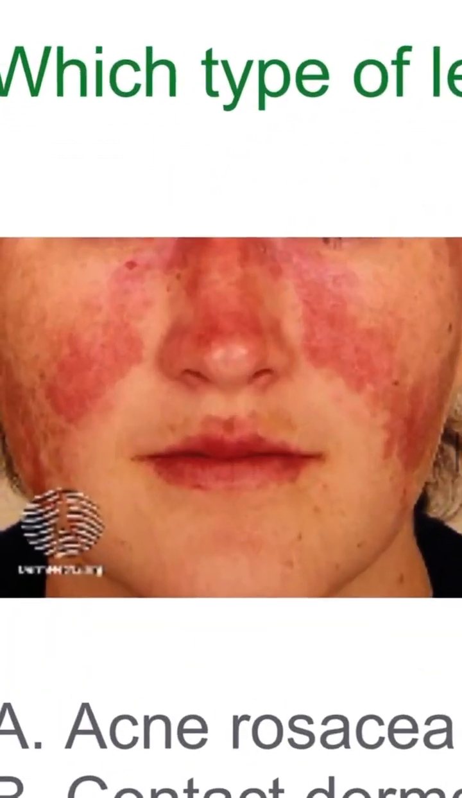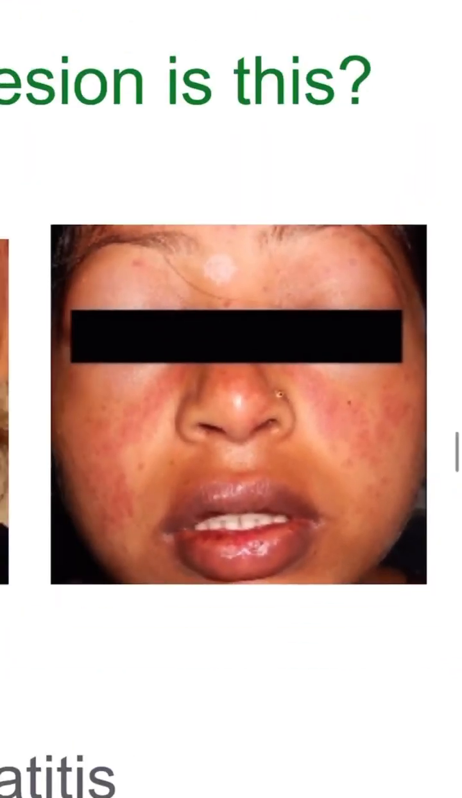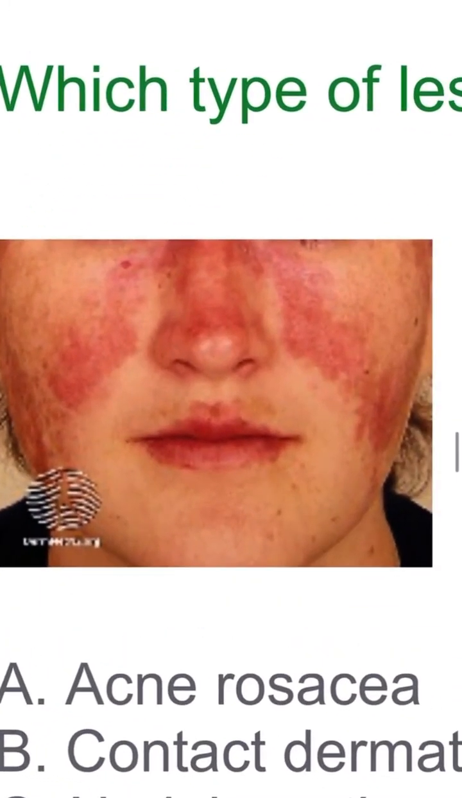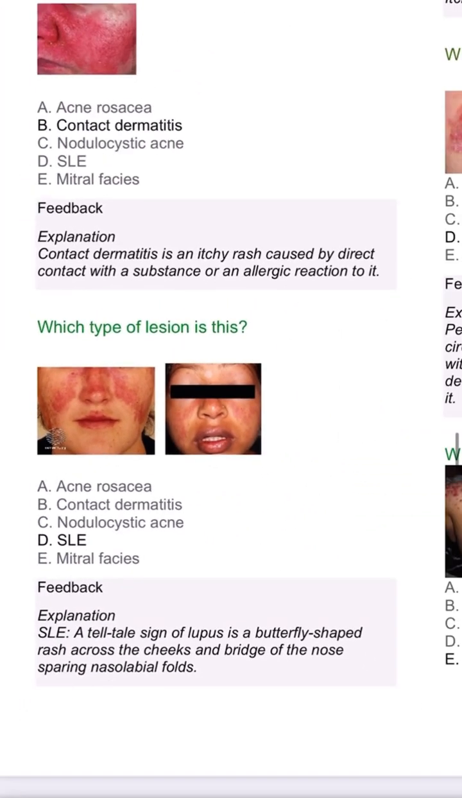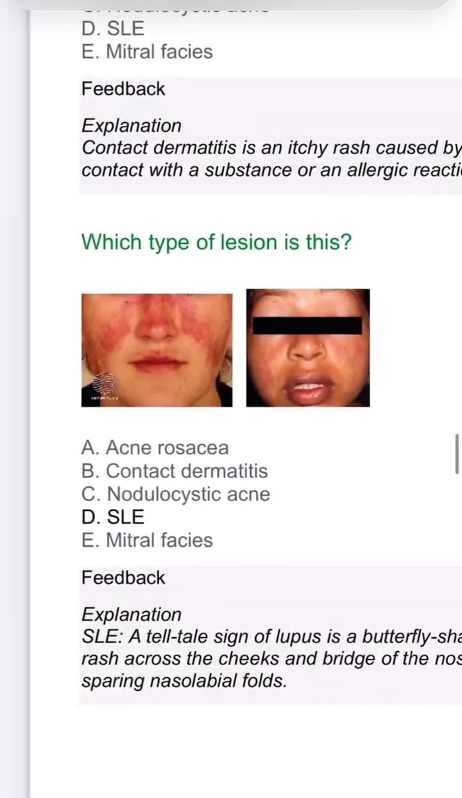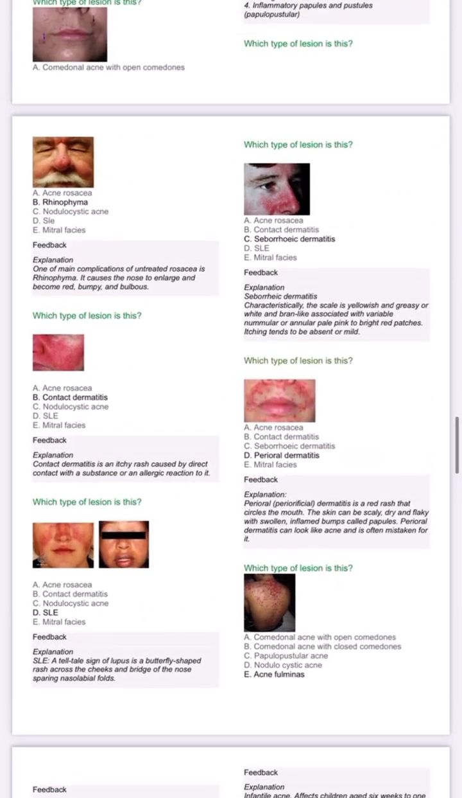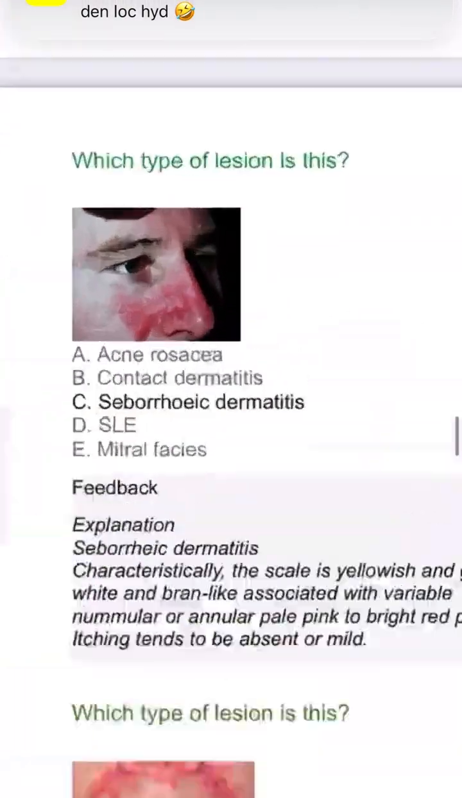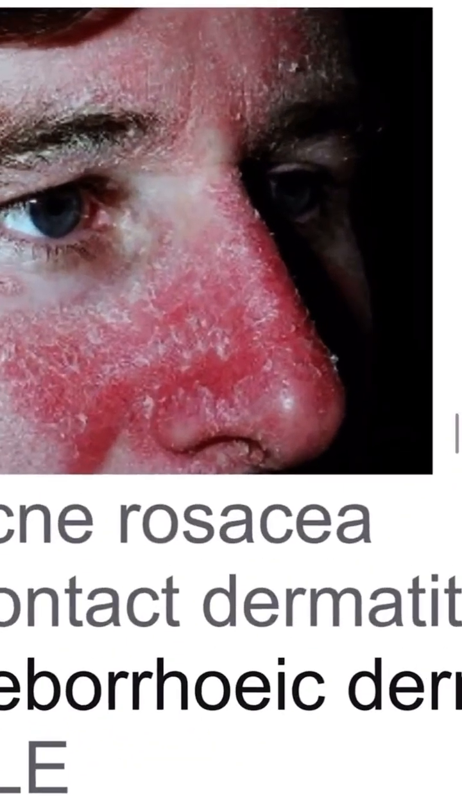Which type of lesion is this? SLE. Butterfly rash. The telltale sign of lupus is a butterfly shaped rash across the cheeks and bridge of the nose, sparing the nasolabial folds. You can see the nasolabial folds are spared. So this is SLE, common in SLE.